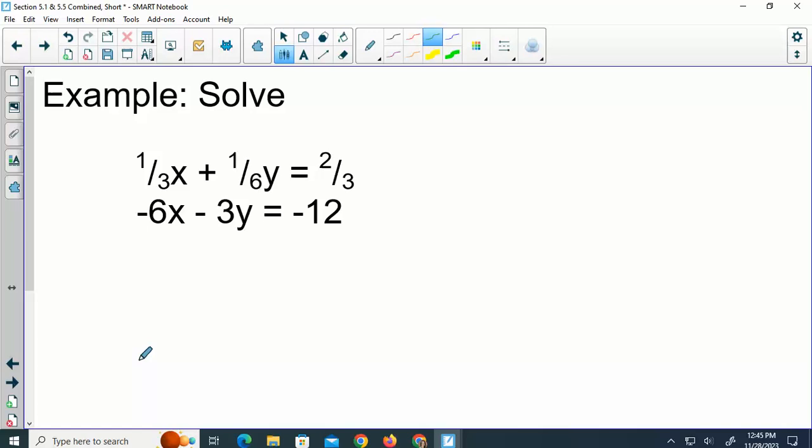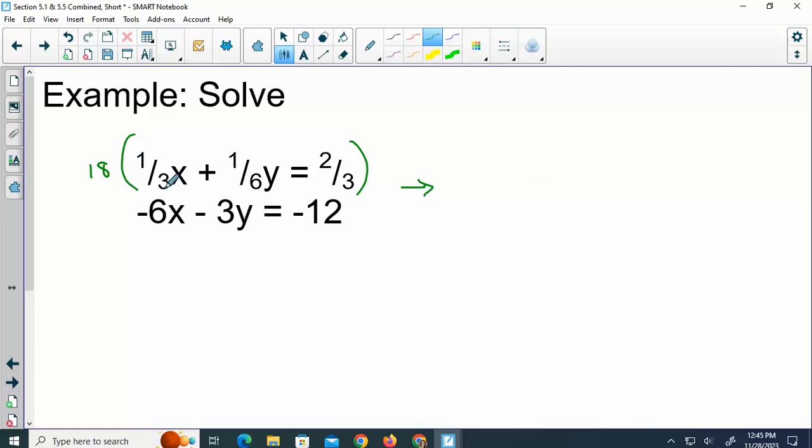Any thoughts what to multiply by? Let me ask this. Which variable do you want to cancel? It's a toss up. Pick a letter. Say I want to get rid of x. What would you have to multiply x by to get rid of the fraction? 3. And then to get a 6, you'd have to multiply it by a 6. So 3 times 6 is 18.